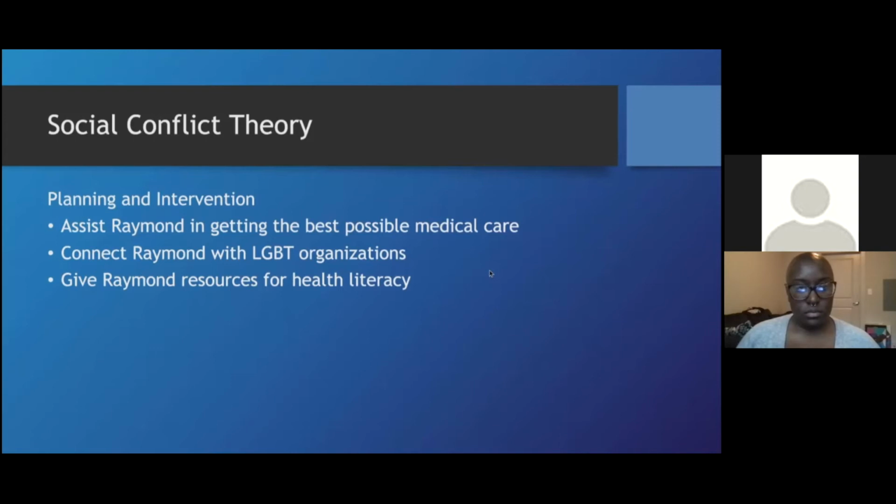Connecting Raymond with LGBT organizations would be an important aspect as well. That would be an attempt to help mitigate some of the problems that he might be having with the larger society as a whole, in that conflict. And then giving Raymond resources for health literacy. He may not be the most health literate individual, and this is just helping to equip and empower him with as many tools at his disposal that he might currently not have, so that he can mitigate what's going on currently and avoid this situation in the future.